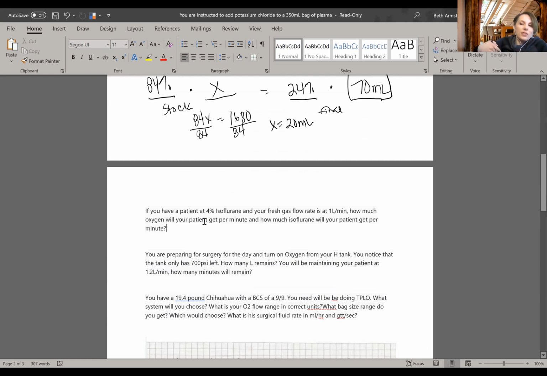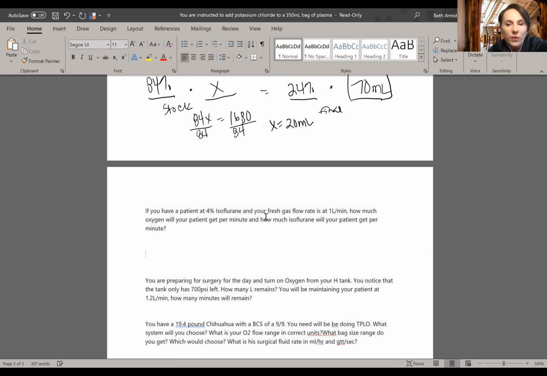Okay, so this one is interesting. If you have a patient on 4% isoflurane and your fresh gas flow rate is 1 liter per minute, how much oxygen will your patient get per minute? And how much isoflurane will your patient get per minute? This is an interesting one. See how much you know about your vaporizer and your flow meter.